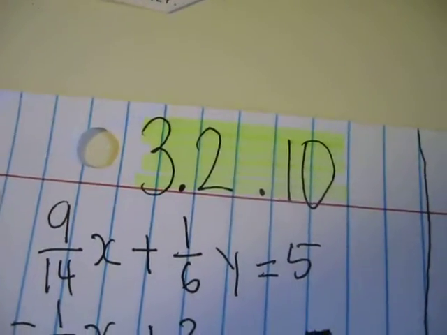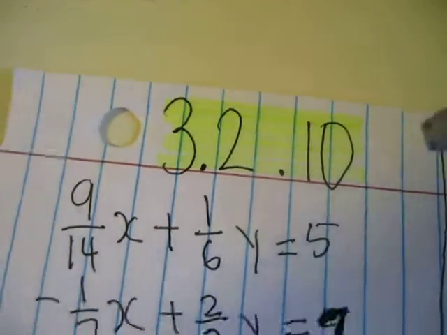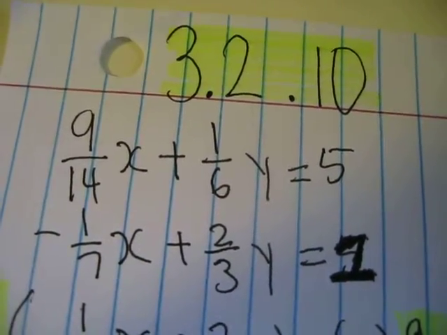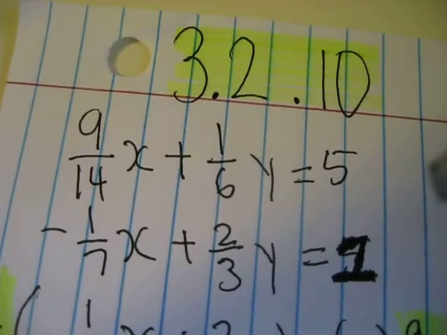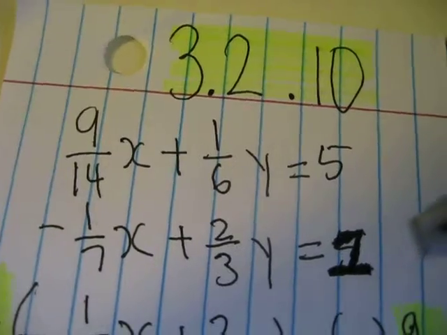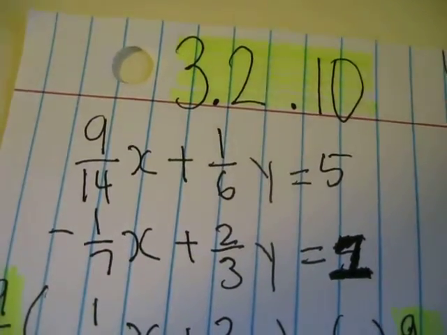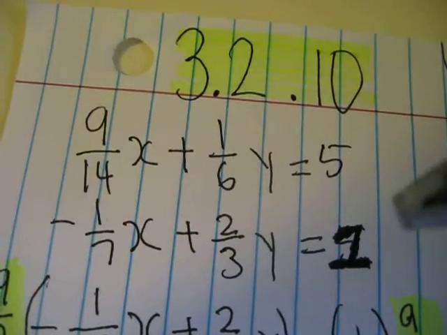So I'm going to do the question from section 3.2, question 10. Our problem is 9/14x + 1/6y = 5 and -1/7x + 2/3y = 1. They want us to solve for x and y either through substitution or elimination, and I'm going to do this through elimination.